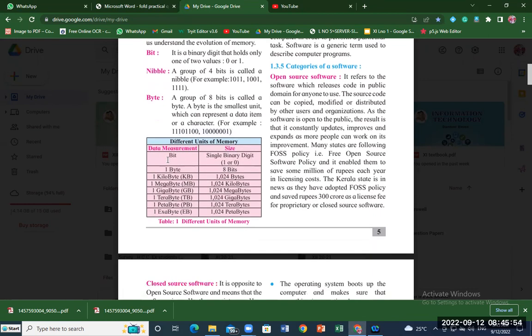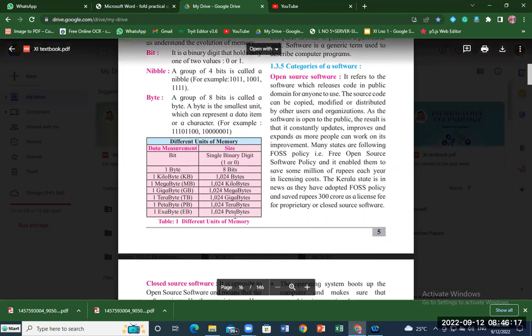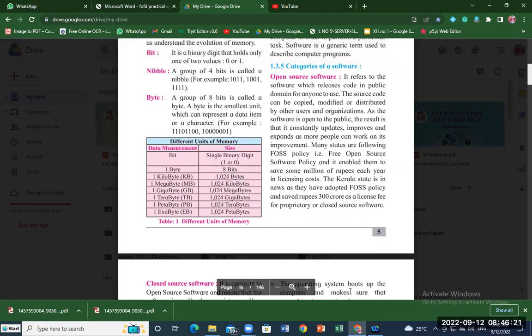Measurement of memory. A bit is a single binary digit. 1 byte becomes 8 bits. 1 kilobyte is 1024 bytes. 1 megabyte is 1024 kilobytes. Then gigabyte, terabyte, petabyte, and exabyte, right? The largest one is the exabyte. It comes from 1024 petabytes. Do remember these memory units.